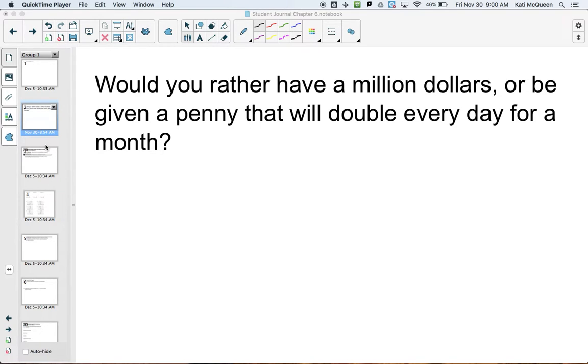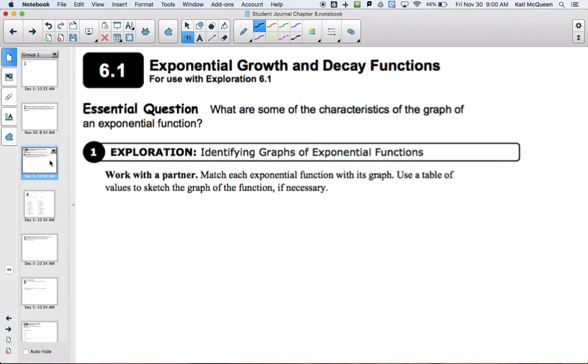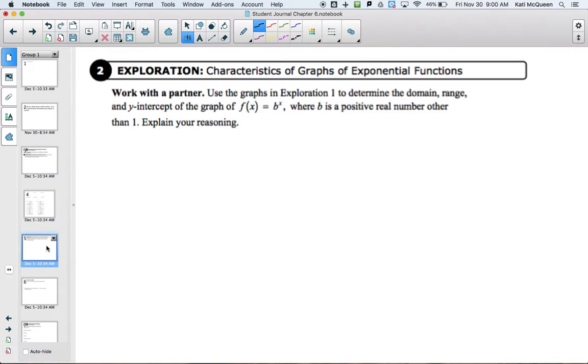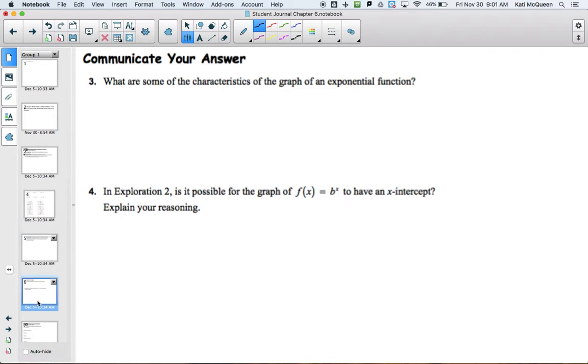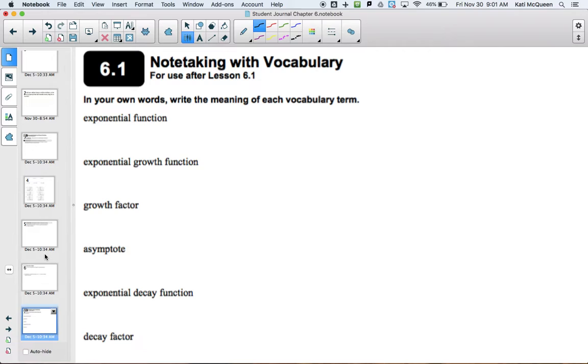So let's go ahead and go to page 156 in your student journals. That's where we're going to start. Okay, so we are looking at exponential functions here. That's what chapter 6 is all about, exponential functions.